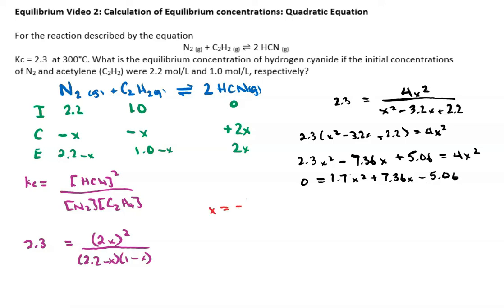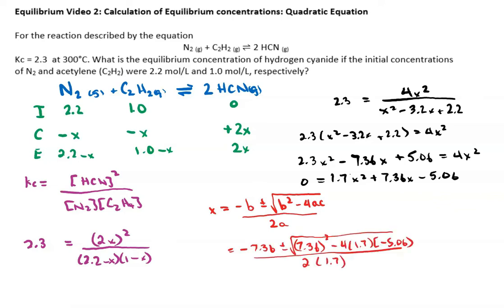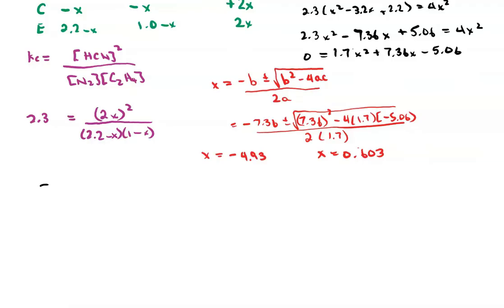Okay, so once we have our quadratic expression, we can then solve using the equation negative b plus or minus the square root of b squared minus 4ac, all divided by 2a, and we'll get two values of x. And so what we'll see is one of our values of x is negative, and since we cannot have a negative concentration, we can reject that value.